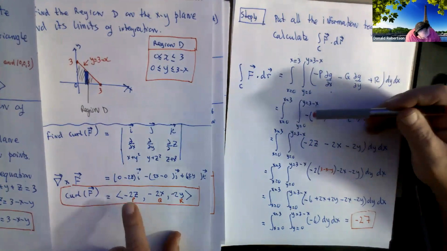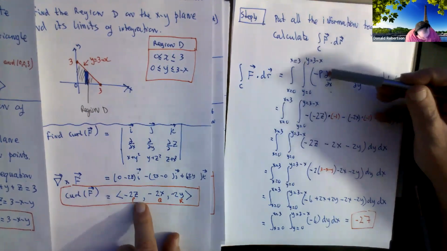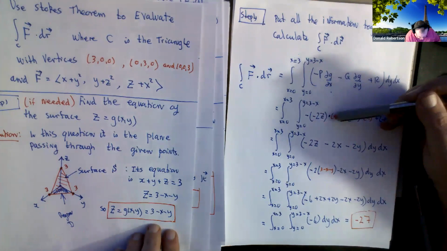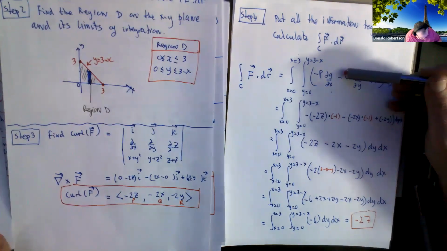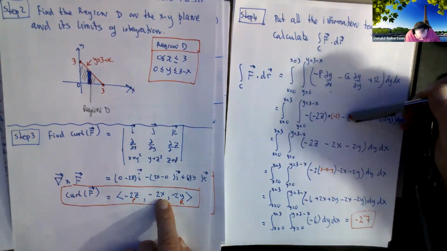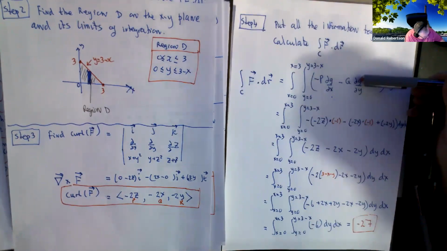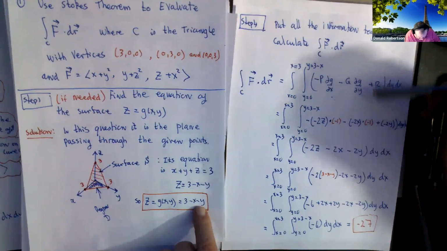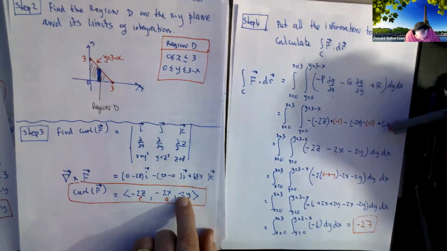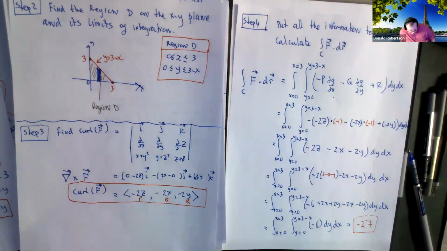Negative p is negative of -2z. dg by dx is the derivative of this with respect to x. That's where the -1 came from. Negative q is the negative of this, -2x, times this partial derivative, which is -1. And then you have plus r, which is plus this. Okay, that's all the pieces.